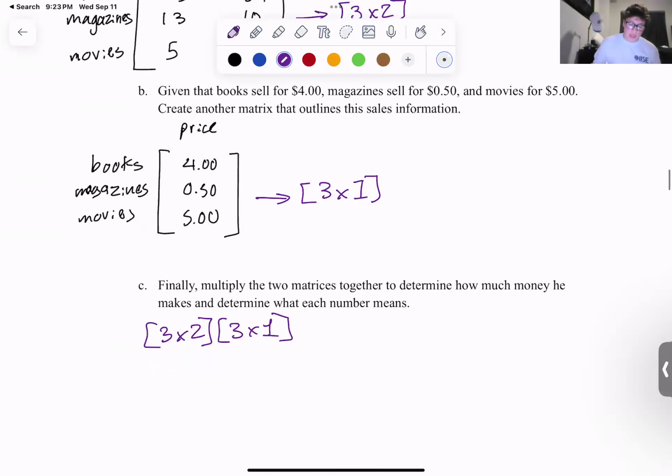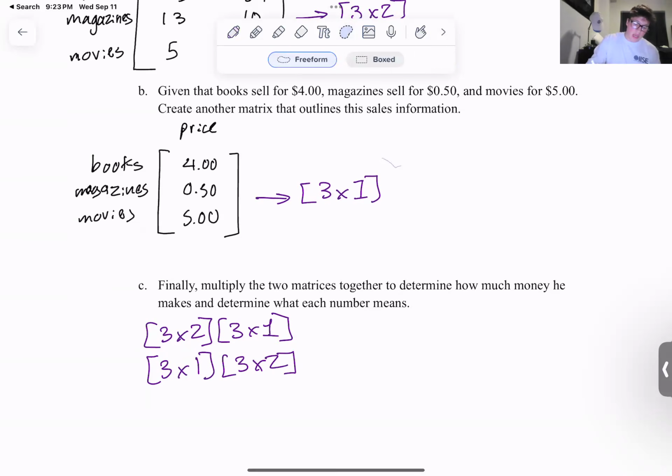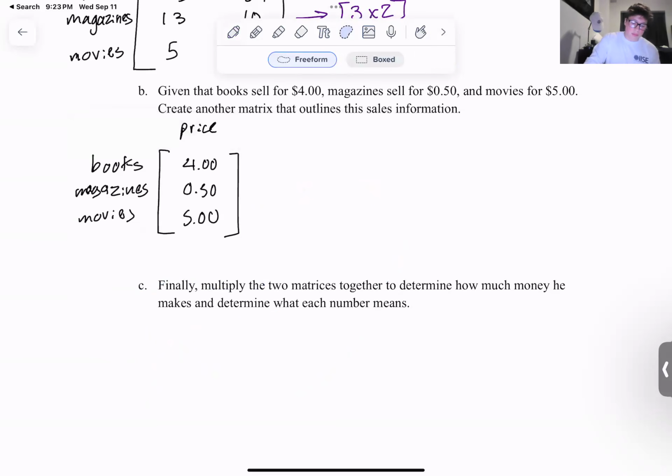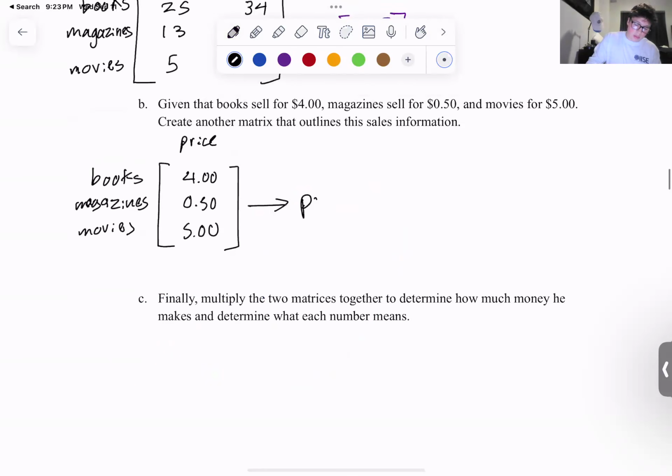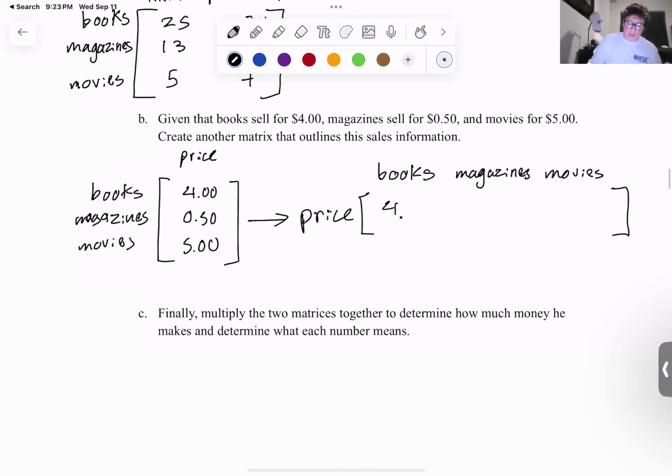The insides don't match. And I could try and flip it, right, to where I multiply a 3 by 1 by a 3 by 2. Same exact problem. The insides don't match, so I can't do it. So let's address this problem. Instead of doing a 3 by 1, let's do a 1 by 3. Price is going to be my row, and then books, magazines, movies. Remember, books are $4, magazines are 50 cents, and movies are $5.